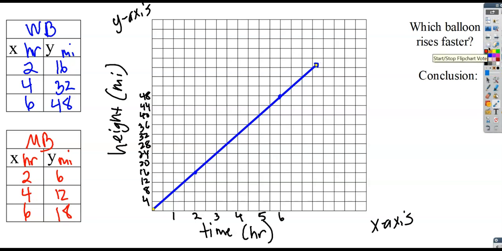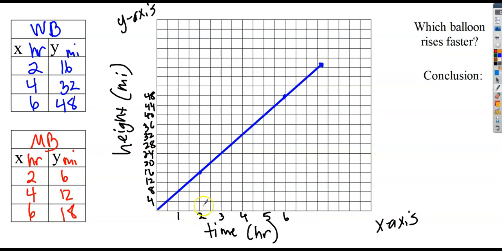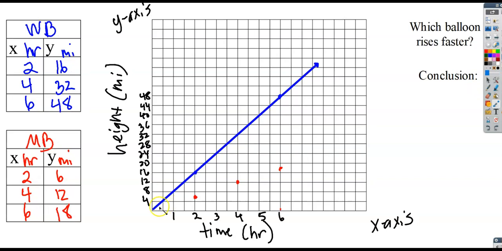Now I'm going to go ahead and do the Mylar. After 2, it was 6, which is right in between the 4 and the 8. There's 2, 6. And then 4 and 12, 4 hours, 12 miles. And the last one is 6 and 18. So there's my 6, 18 is right there. Okay, now I'm going to connect that line.